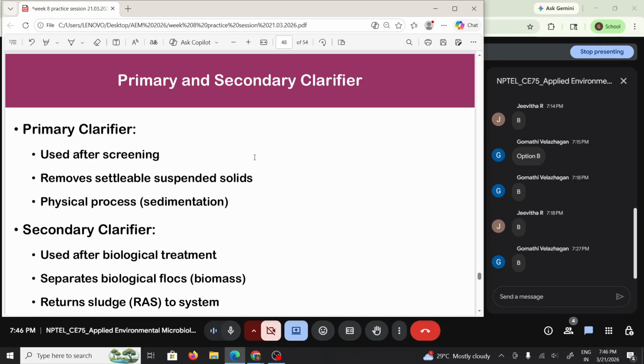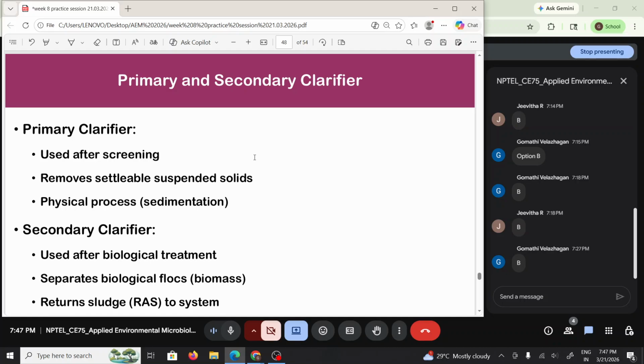Primary clarifier and secondary clarifier, this I told in the very first slide here. Primary clarifier is usually used after a screening to remove the settleable particles like sand and gravel. So this is a physical treatment, and it's also a primary treatment.